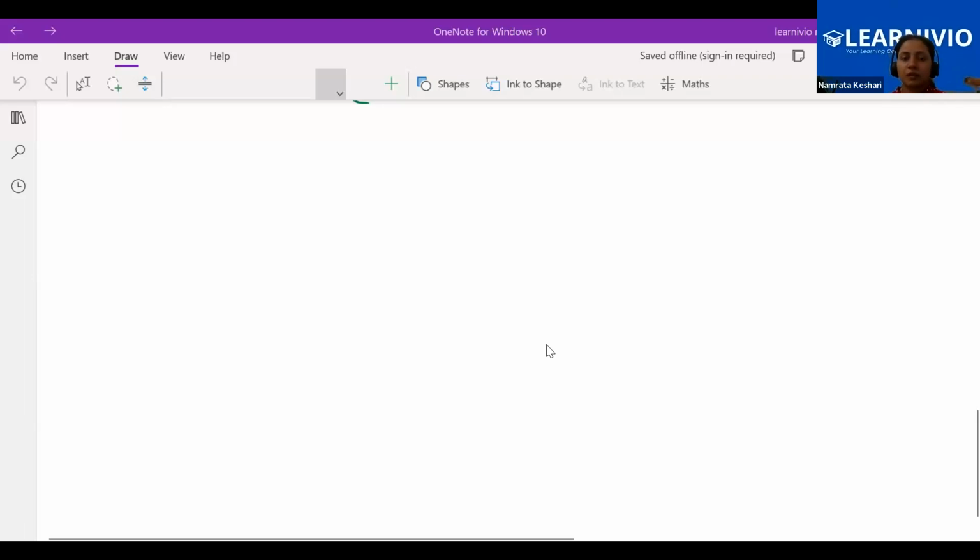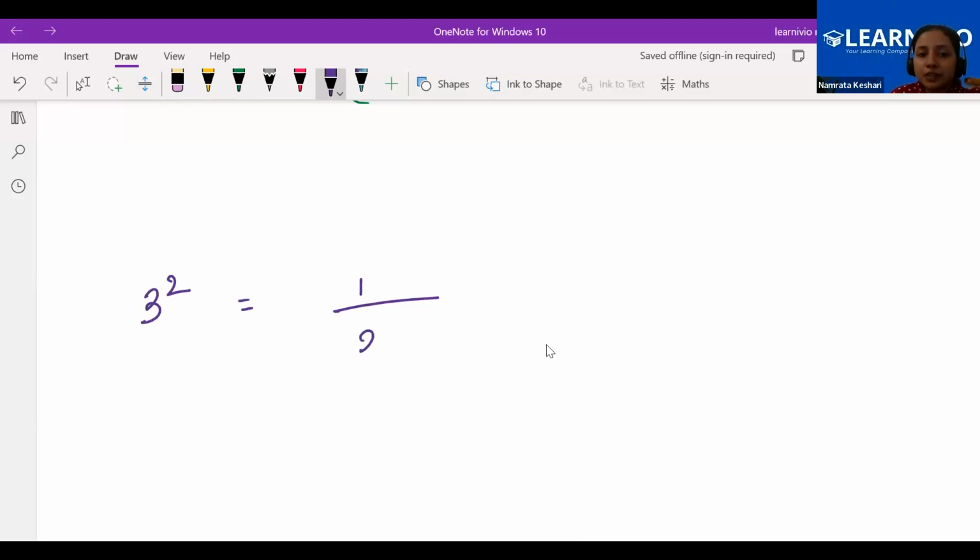Yes, ma'am. I was explaining that the power will reverse its sign. When it is sitting in the numerator, you are taking it and writing it in the denominator. Why write it in the denominator? Maybe for doing the calculation. Okay, suppose we are having 3 to the power 2. We can write it as 1 by 3 to the power minus 2. Nothing will change.